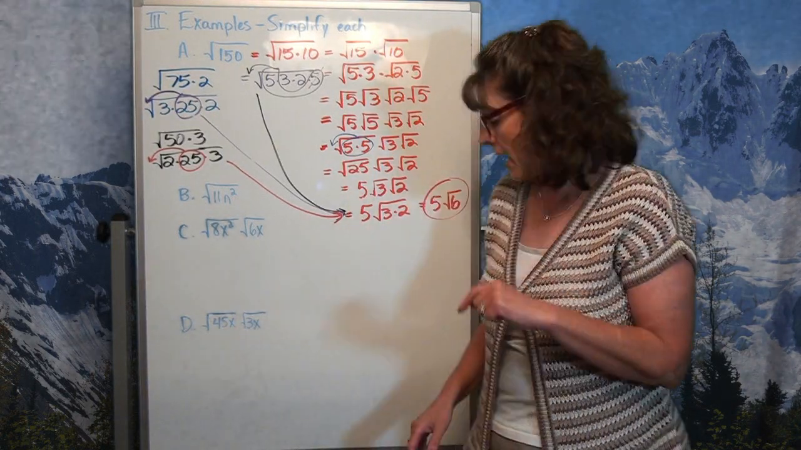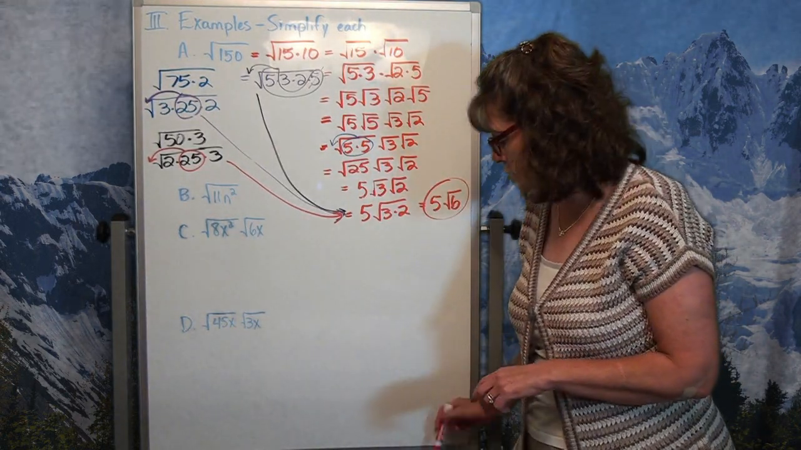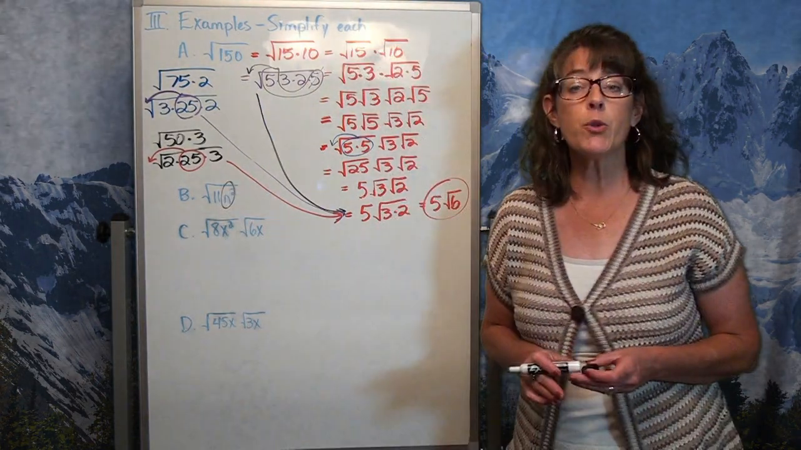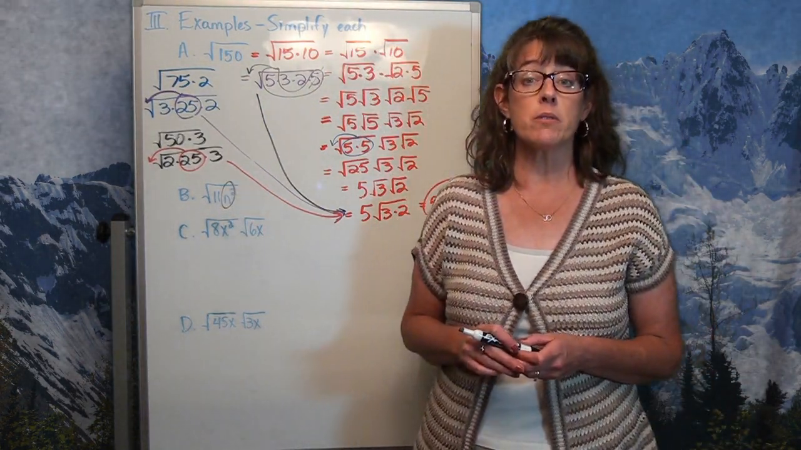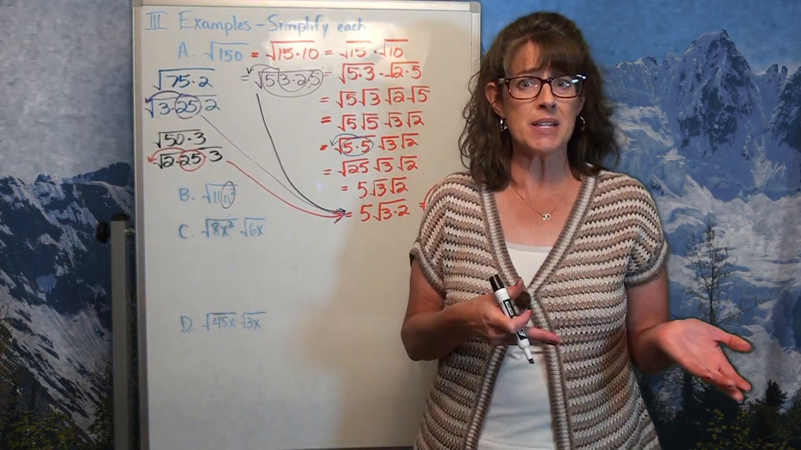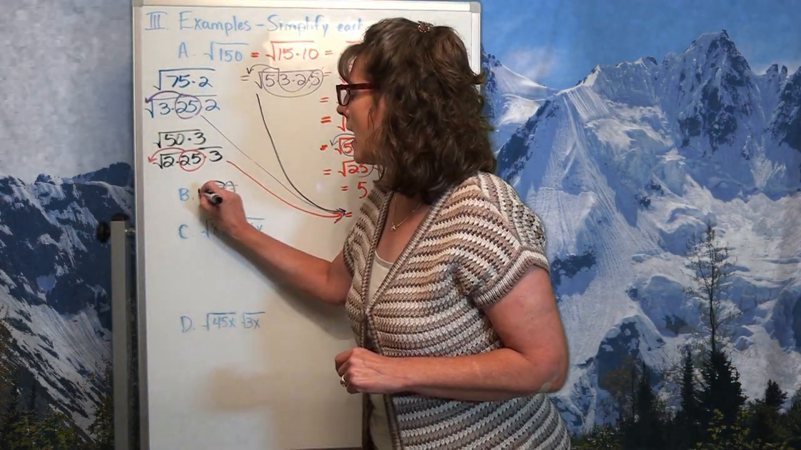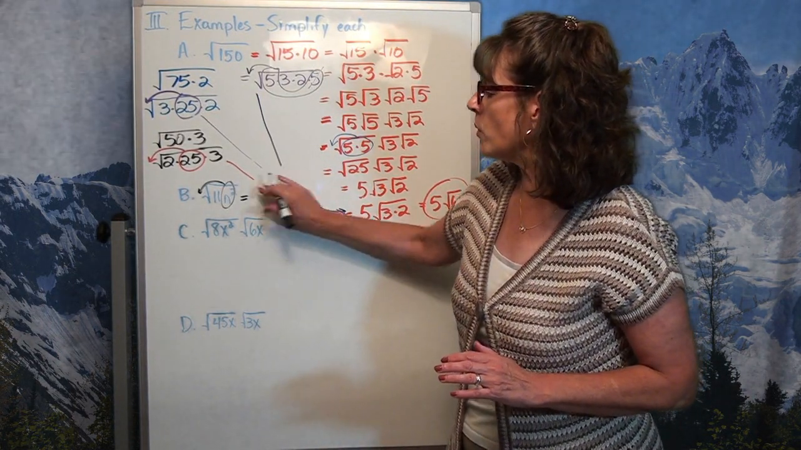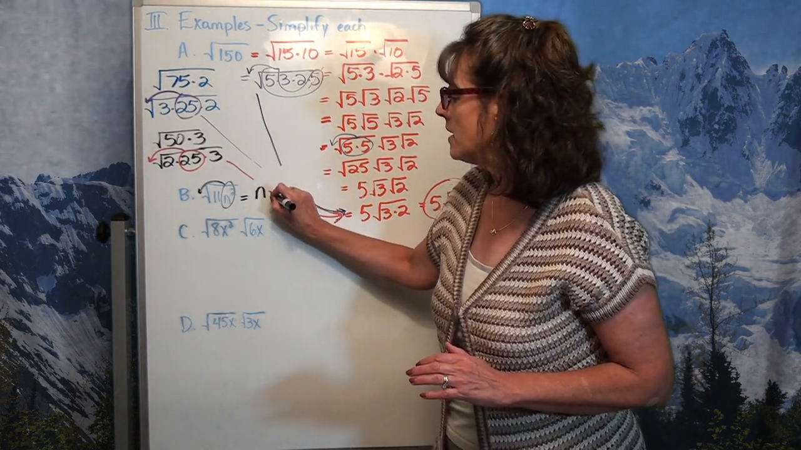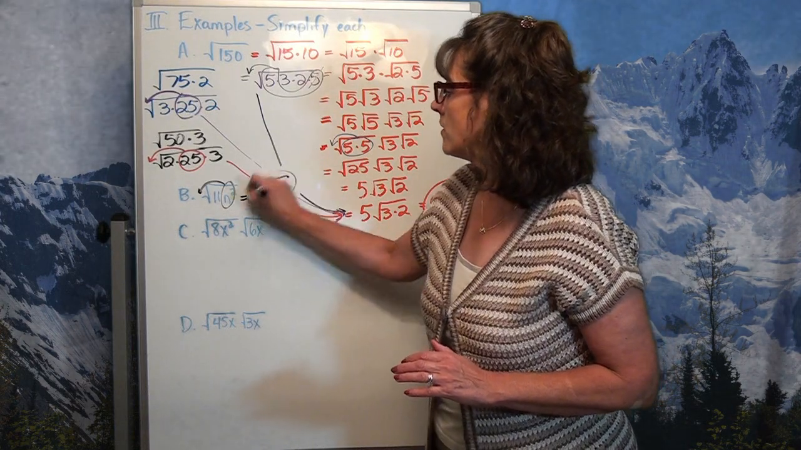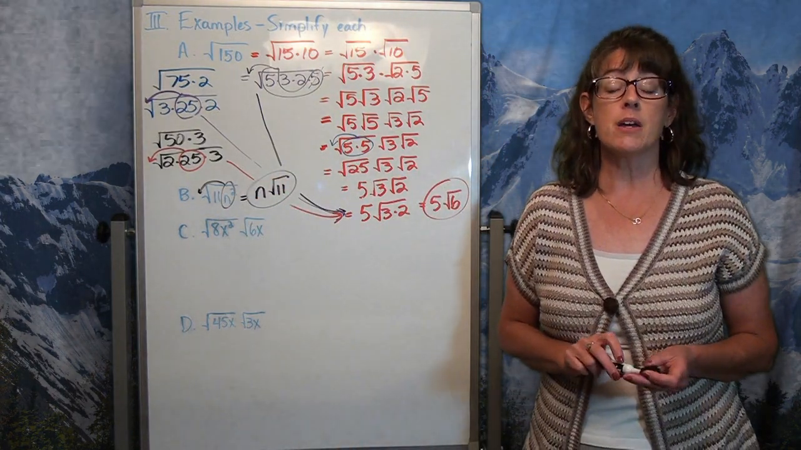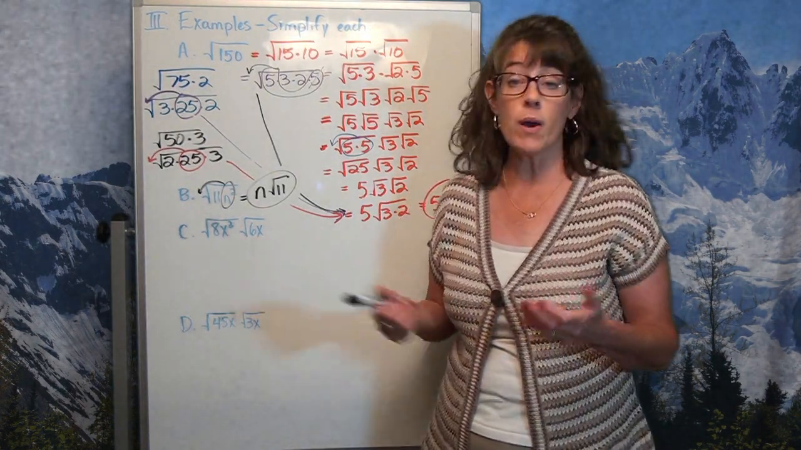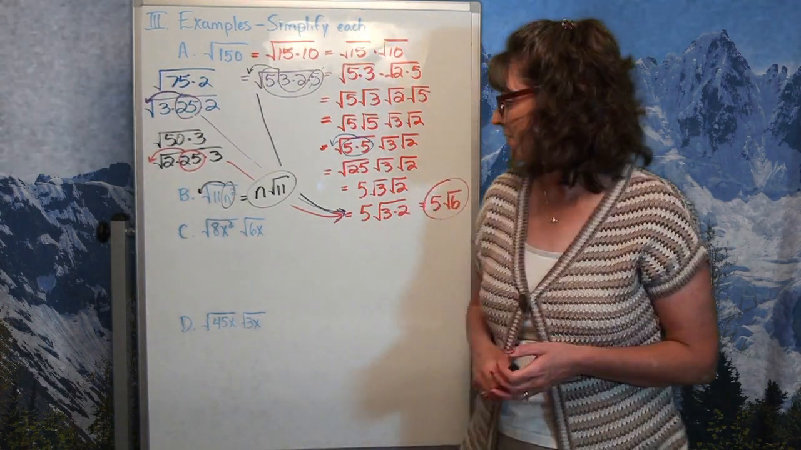I'm stuck there. However, take a look at this n squared right here. Can you think of what you would multiply by itself to create an n squared? Yeah, n. N times n is n squared. So this will even work with variables. So I'm going to pull the square root of that n squared out as an n, leaving the 11 underneath. There we go, it's simplified. Because I no longer have perfect squares underneath the radical, and I don't have any pairs underneath the radical.